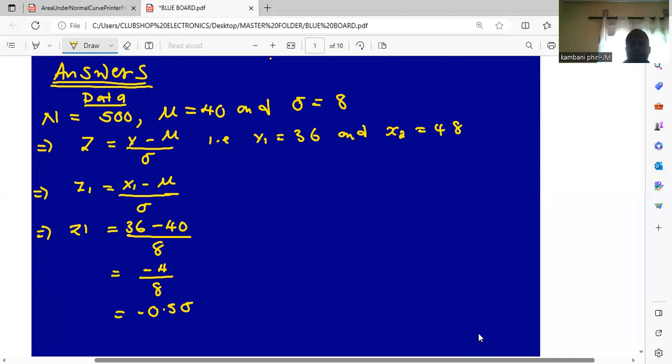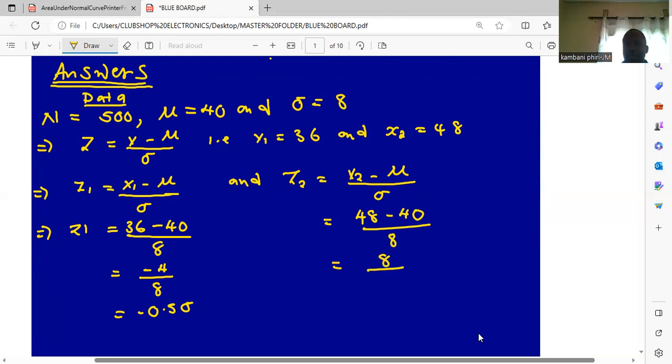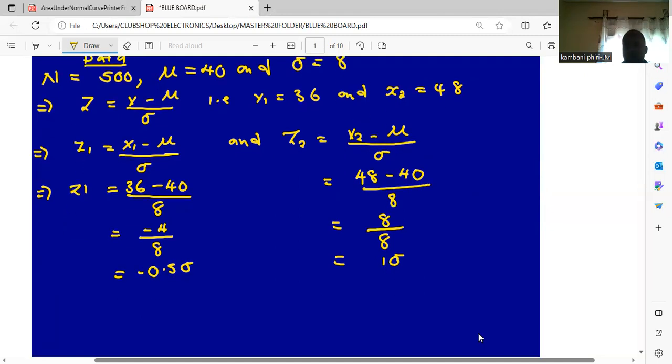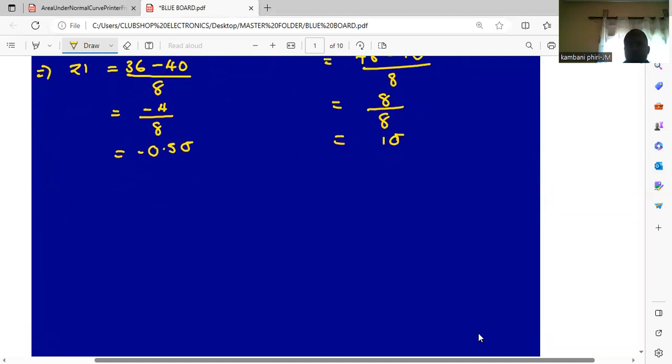Then we find the Z2. And Z2 will be equal to X2 minus mu divided by sigma. This will be equal to 48 minus 40 divided by 8. This will give us 8 divided by 8, and this is what? 1 sigma.